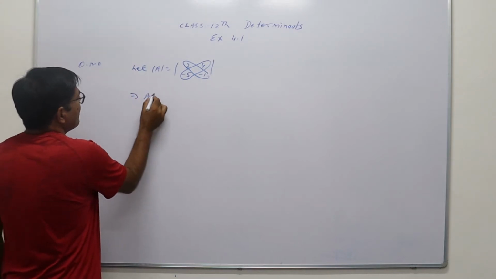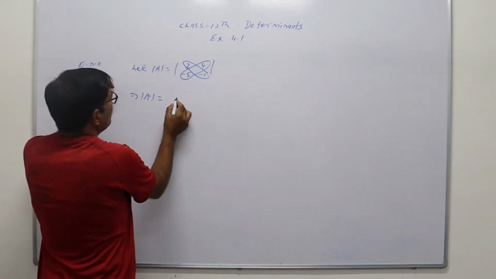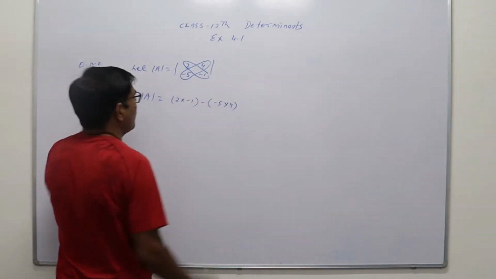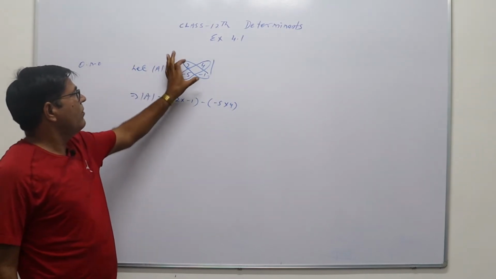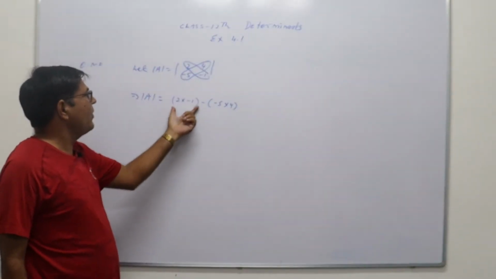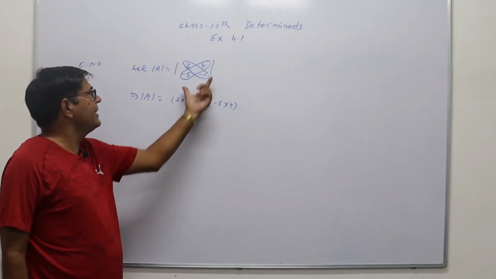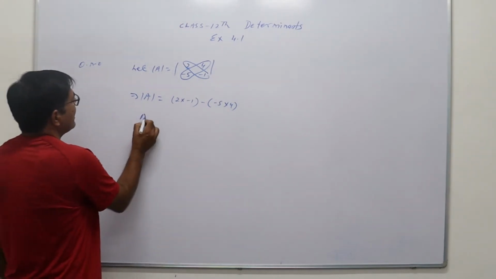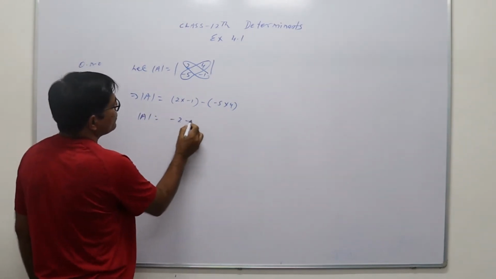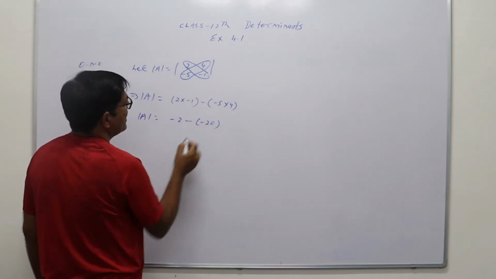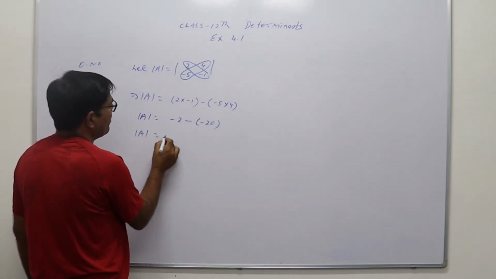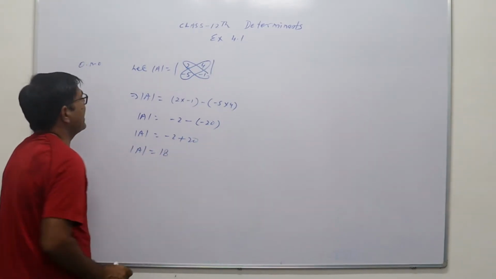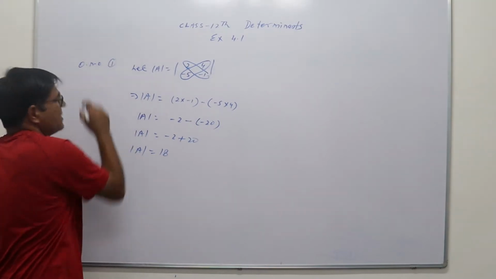So determinant E will be equal to 2 into minus 1, minus of minus 5 into 4. Be very careful. First we have to multiply the principal diagonal elements, put them in a bracket, then put the minus sign, then multiply the off diagonal elements with their signs. So determinant E will be equal to minus 2 minus of minus 20, which is minus 2 plus 20, so determinant E will be equal to 18. This is the first part of question number 1.